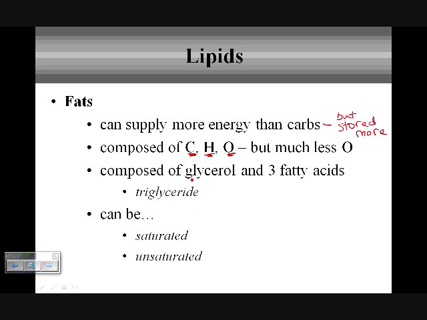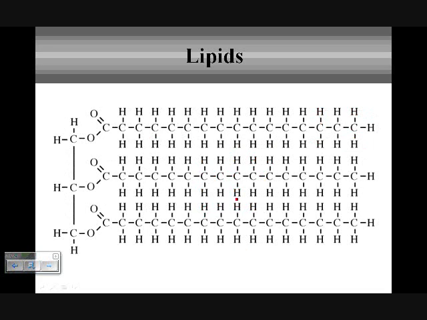Those fats, again, are composed of glycerol, and in this case, it's 3 fatty acids that are going to end up being combined. So we call it a triglyceride. So you end up having that glycerol and 3 fatty acids that come off of it. And fats can be saturated or unsaturated. So here's our picture of that lipid, and like I talked about, that glycerol molecule, and 1, 2, 3 fatty acids.